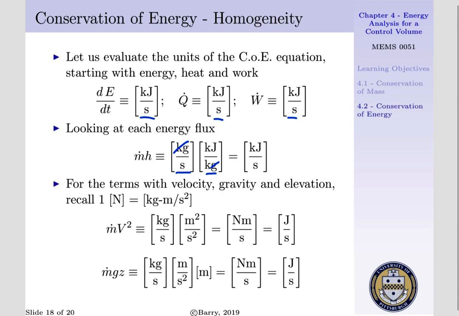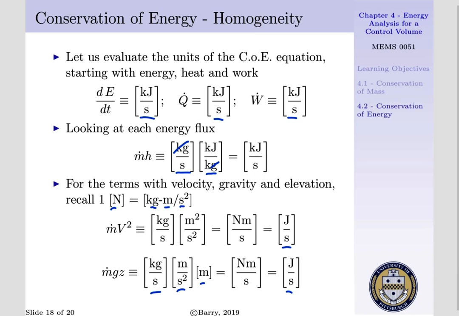the elevation of our system, and if we recall 1 Newton is equal to a kilogram meter per second squared, we can see m dot times our velocity squared gives us kilogram meter squared per second cubed. And if we recognize a unit is a kilogram meter per second squared, we'd have a Newton meter per second. A Newton meter is a joule, and we're left with joules per second. The same goes for m dot gz. Our mass flow rate is kilograms per second, gravitational acceleration is meters per second squared, and z is meters. Once again, we're left with joules per second.